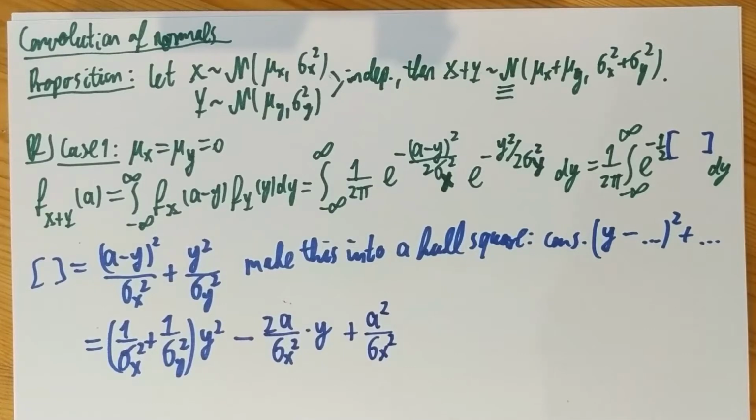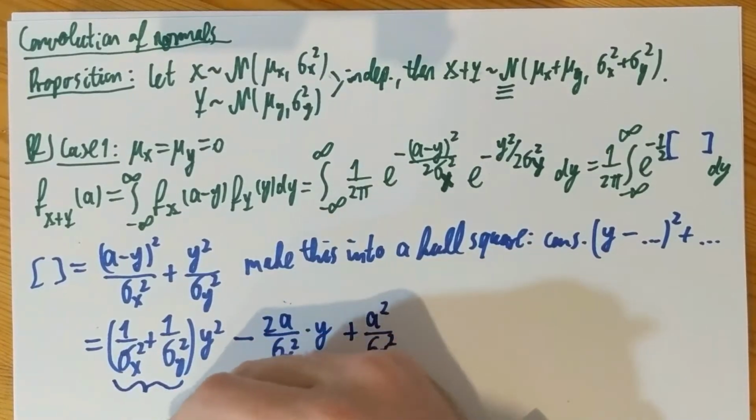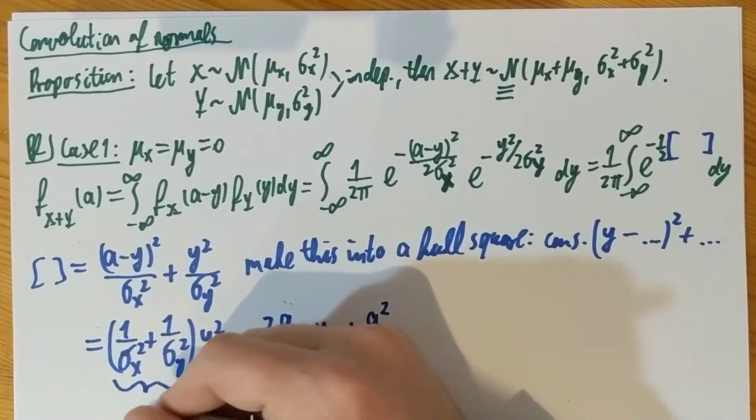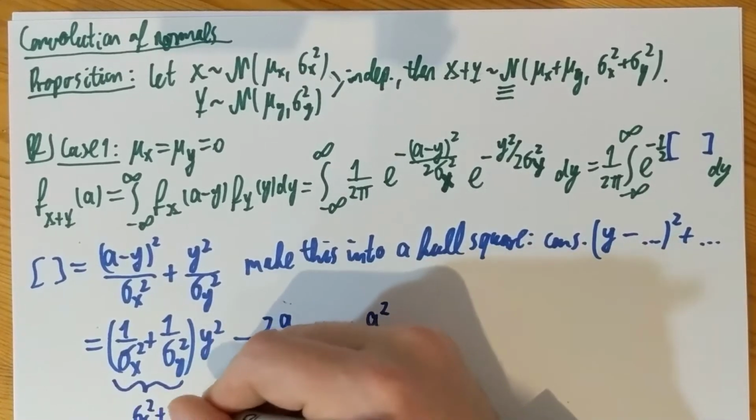So this was my first step. I can also rewrite this common factor here as sigma x square plus sigma y square over sigma x square sigma y square.